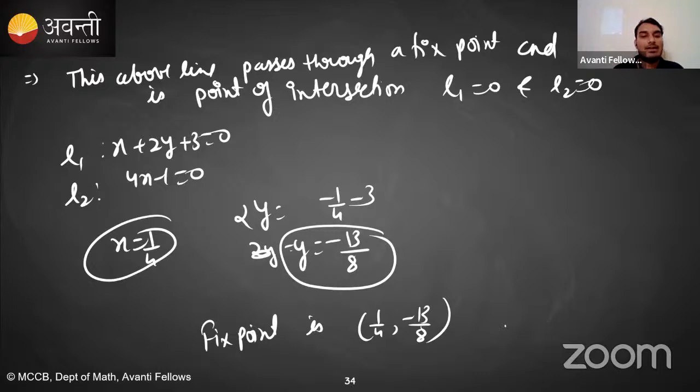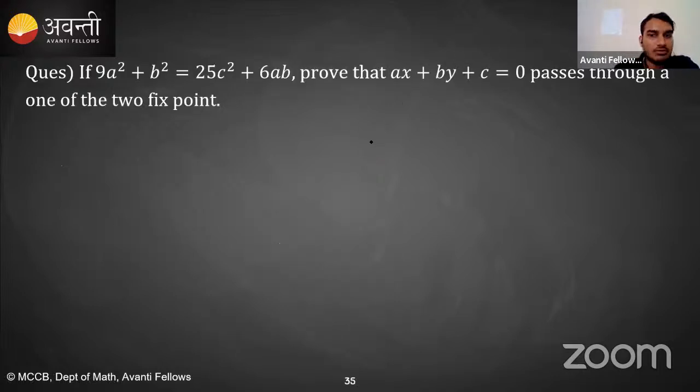So that's why whenever you get into a situation where L1 plus lambda L2 is equal to 0, straight ahead you can conclude that this is a situation where my line will always pass through a fixed point, and that fixed point is the point of intersection of L1 and L2. Clear? Okay. If it is clear, now let's solve one more question on that. Chalo. One more question.